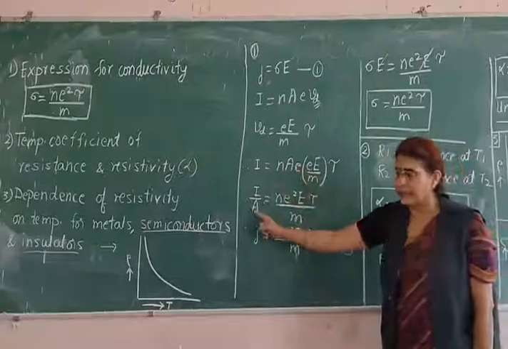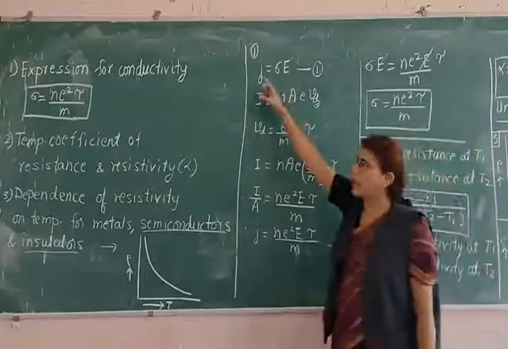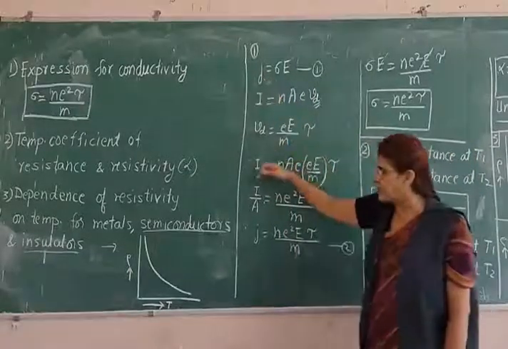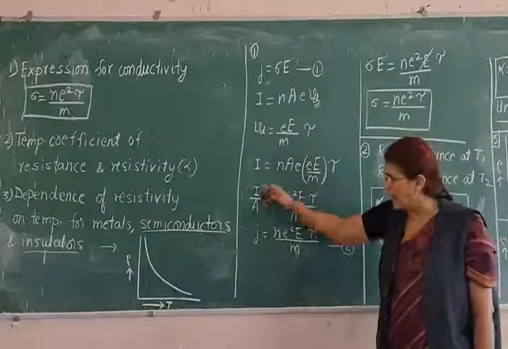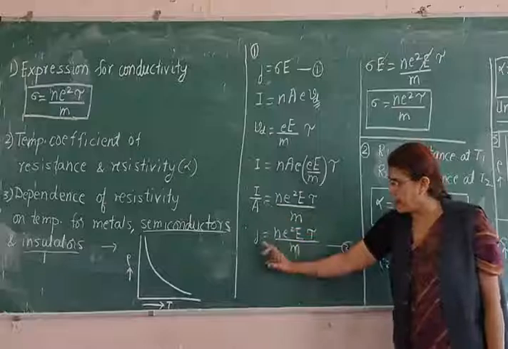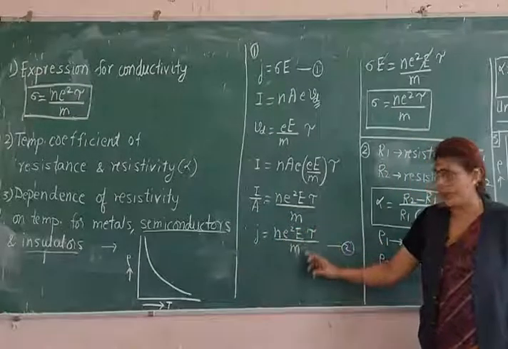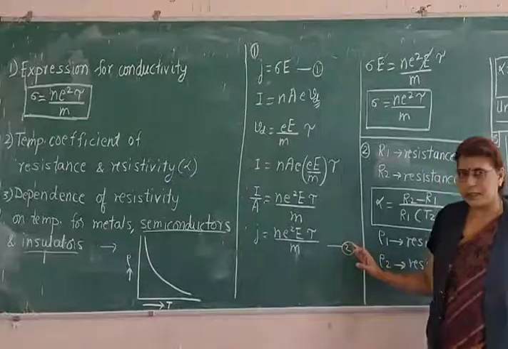Take A on this side, so it will be I upon A. But what is I upon A? The definition of current density is current per unit area. So I write I upon A as J. So J is equal to n e square E tau divided by m. Let us call this equation 2.